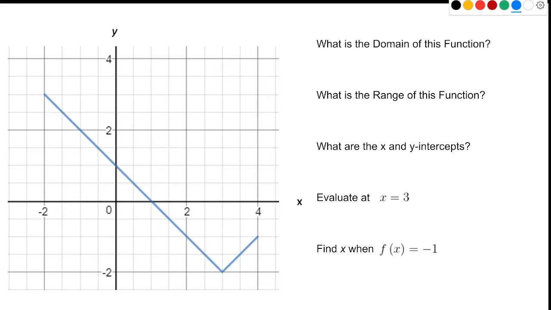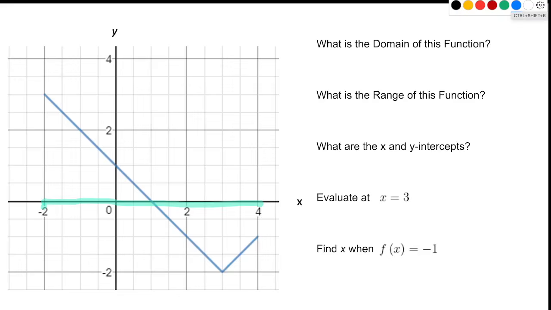If given a graph, we are oftentimes asked many different questions. One question is, what is the domain of the function? So we're looking for, if we were to put it down on the x-axis, what are all the x values? Well, we can see that this graph goes from x equals -2 to 4. And so, yeah, go ahead with blue.